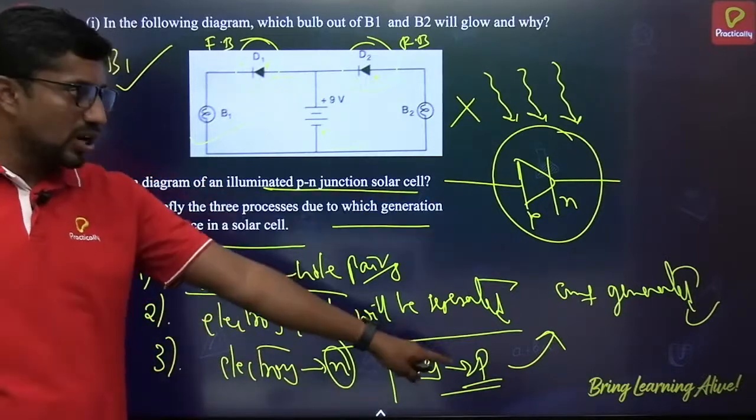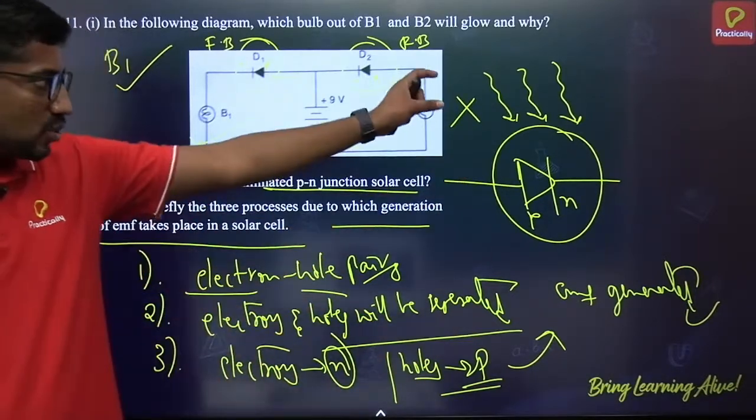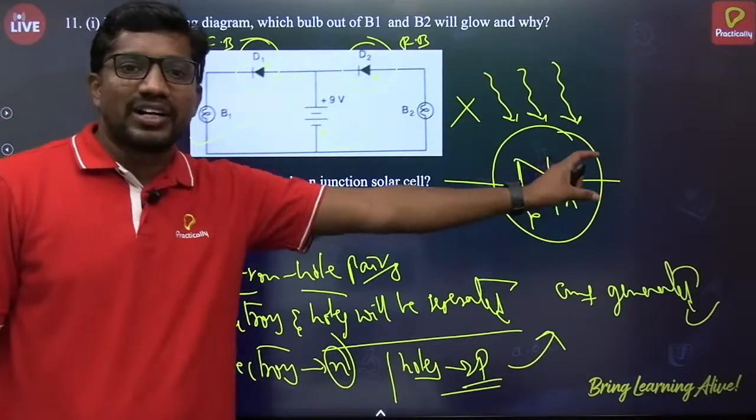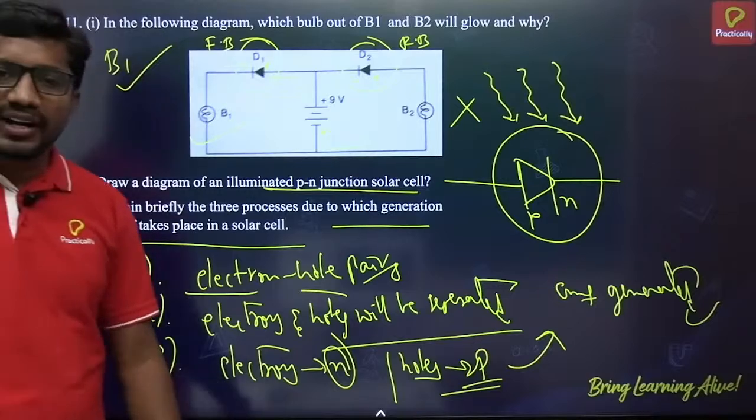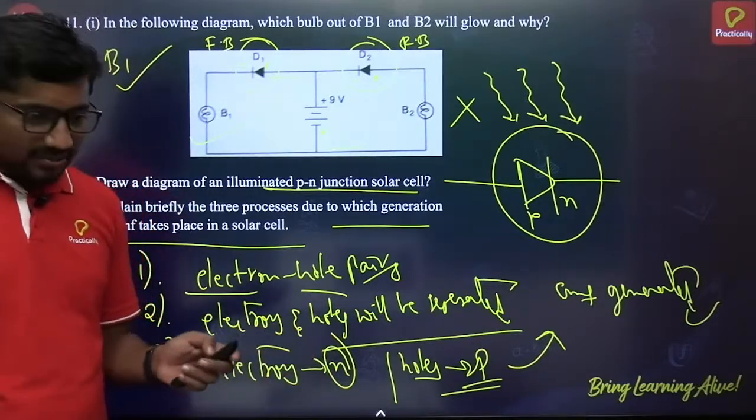So that is how the solar cell works. The solar energy that is incident will be converted into useful electrical energy with the help of this process. All right, let's move to the next question then.